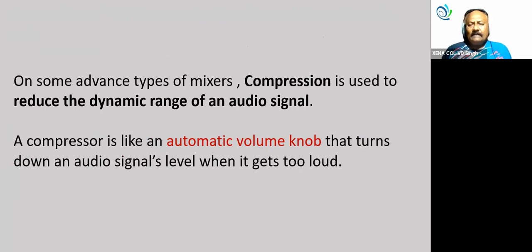Then there are certain advanced types of audio mixers in which compression is used. The word compression literally means compression. It reduces the dynamic range of an audio signal. If some signal is going very high, it clips that. If some signal is very, very low, it brings it up to an audible level. So it's a kind of automatic volume control, which turns down an audio signal's level when it is getting too loud, and when it is too low, it brings it up.